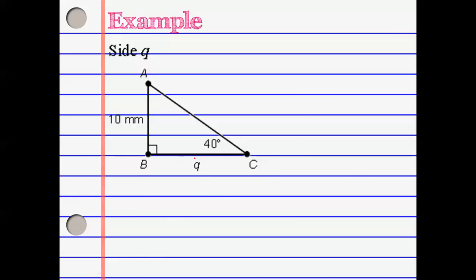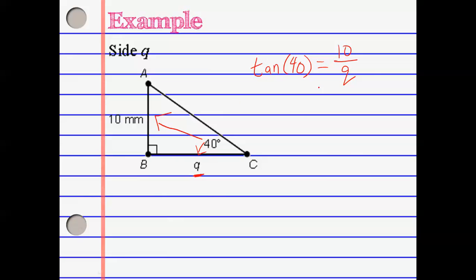All right, so on this one, we want to find side Q. Again, okay, here's my angle. All right, so the tangent is always going to be an angle, right? We're going to say the tangent of 40 degrees, all right, is going to be equal to 10, because that's opposite, and then adjacent is going to be Q.